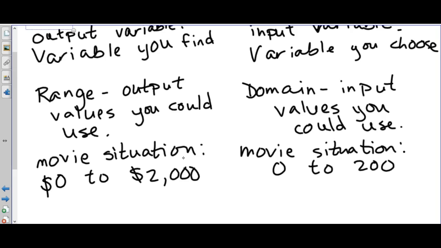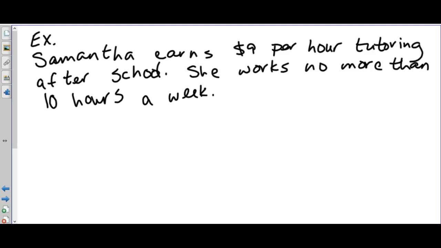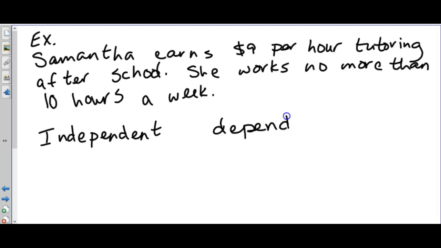So let's do one last example. Let's say we have Samantha, who earns $9 per hour tutoring after school. She works no more than 10 hours a week. So let's first identify the independent and the dependent variables. So independent was what we got to choose. So when we're talking about this situation, we have amount we've made, $9, and the number of hours. So how much we're going to make and the number of hours we work.